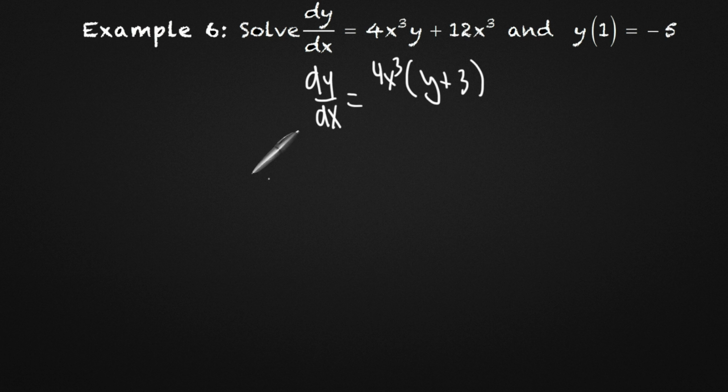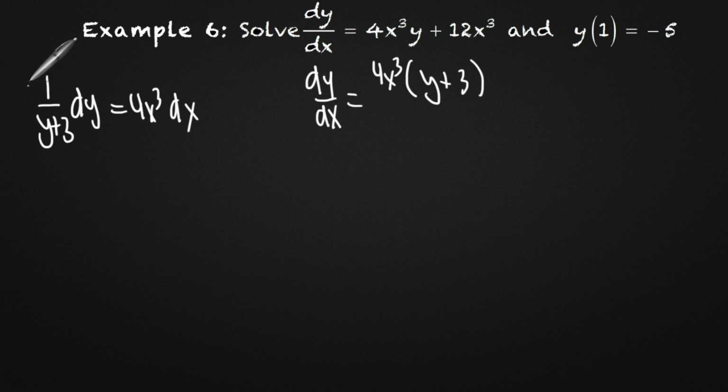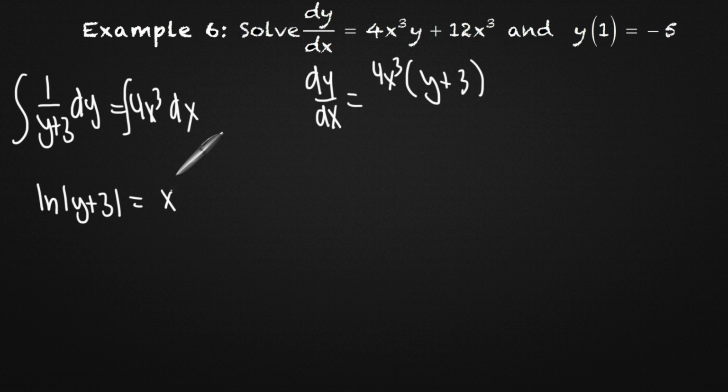So we're going to separate our variables. So we're going to have 1 over y plus 3 dy is equal to 4x cubed dx. So now we're going to integrate both sides. We've done this in the last problem. If we do a little u substitution, that's going to end up giving us the natural log of y plus 3. And then here, this is simply going to give us x to the 4th plus a constant.